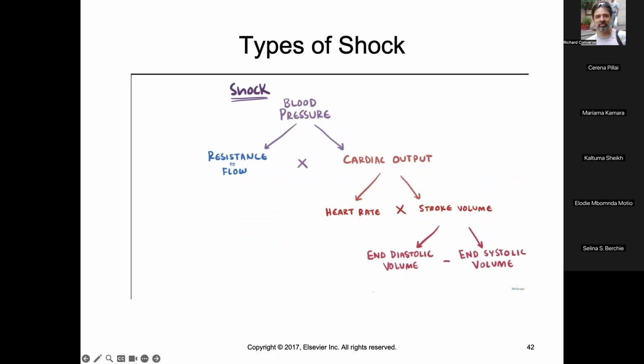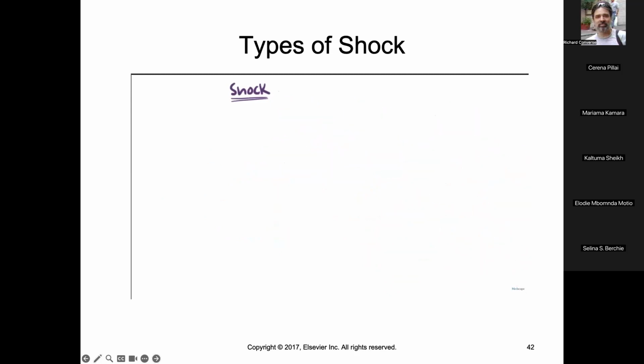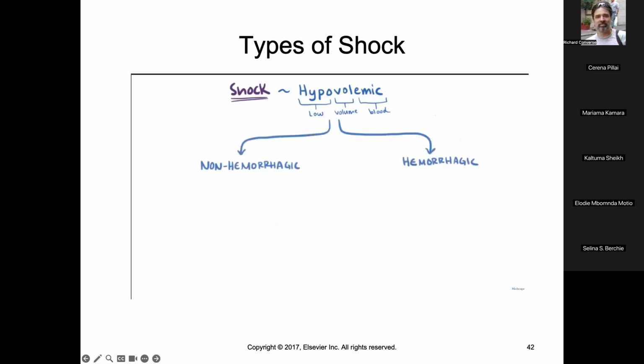All right, now keeping all those in mind, shock can be caused by a whole bunch of different things, but we can categorize the different types of shock into three main categories, along with some subcategories here and there. The first category is called hypovolemic shock. Hypo means low, vol refers to volume, and emia refers to the blood. So hypovolemic shock is shock induced by a low fluid volume of blood. And this could be either non-hemorrhagic or hemorrhagic.